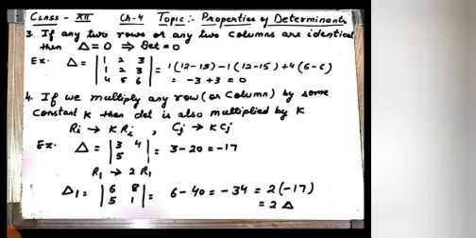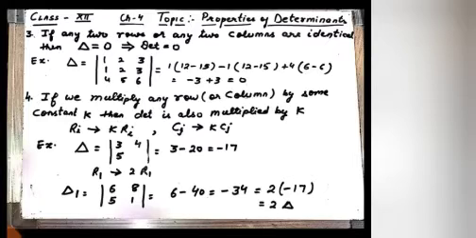Our fourth property is: if we multiply any row by some constant k, then the determinant is also multiplied by the same constant k. This property can also be represented as Ri → k Ri. For example, if we want to multiply the first row by 2, it can be written as R1 → 2R1. So instead of writing the complete statement, we can represent these operations in a symbolic form.